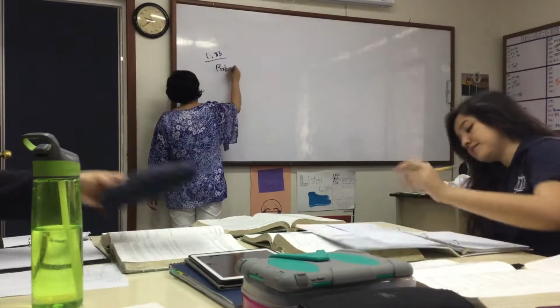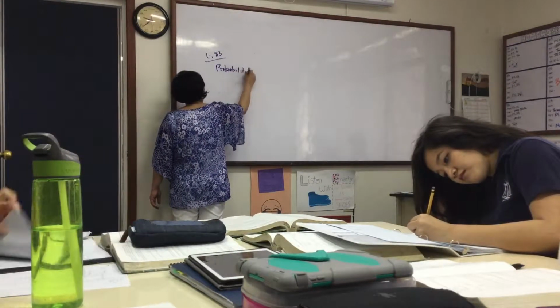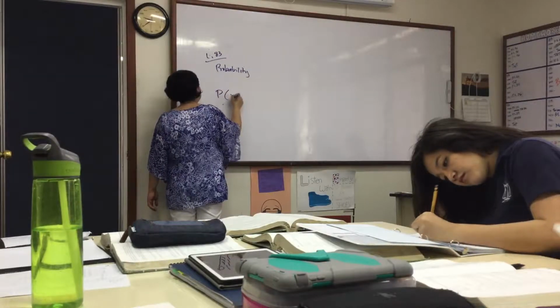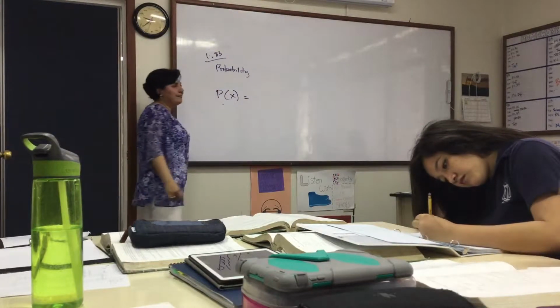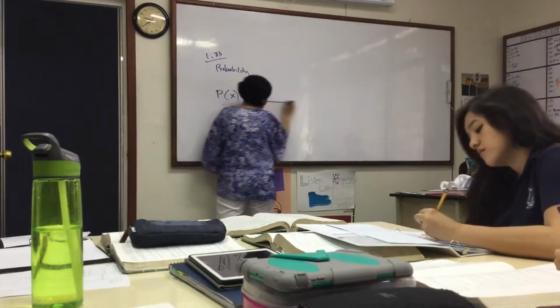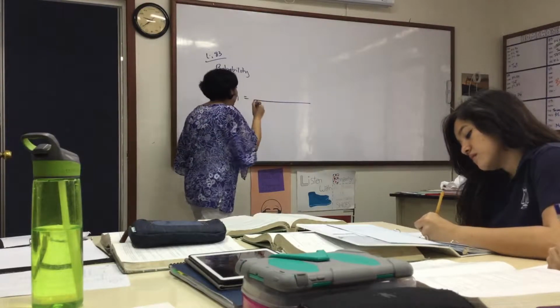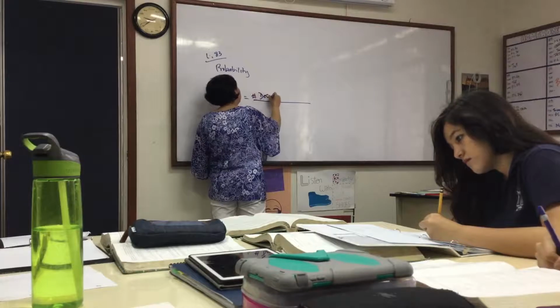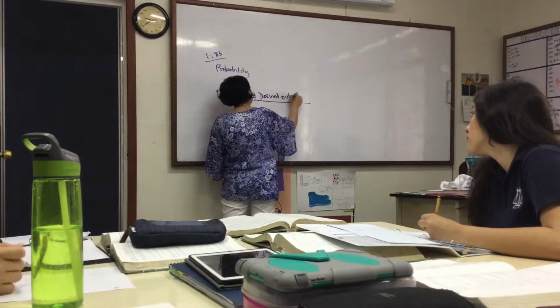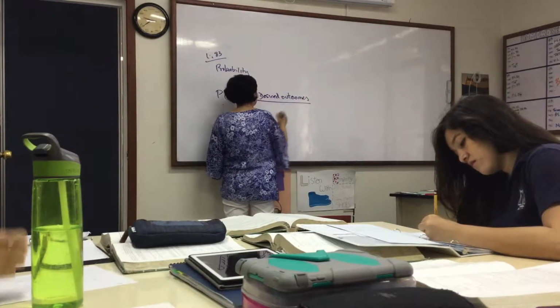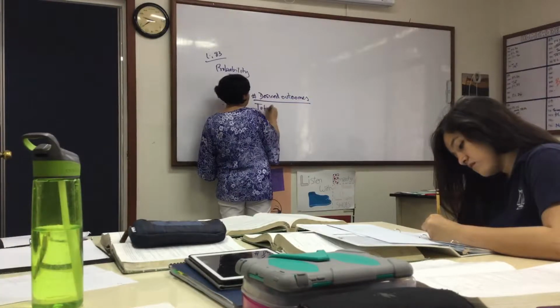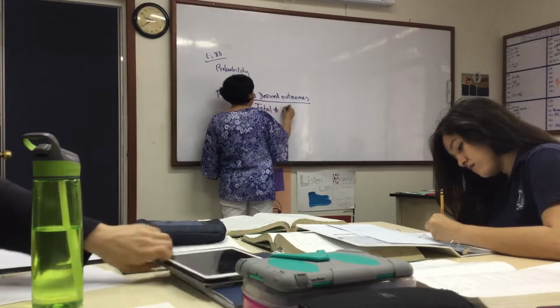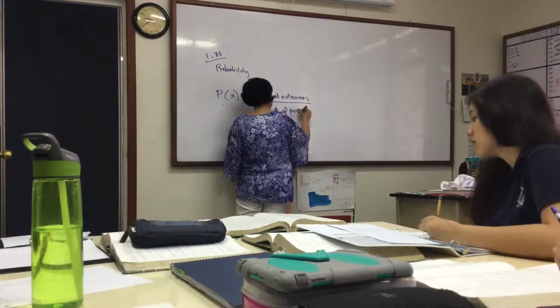Probability? Probability is defined as, in general, the number of desired outcomes over the total number of possible outcomes. I'll explain what this means.